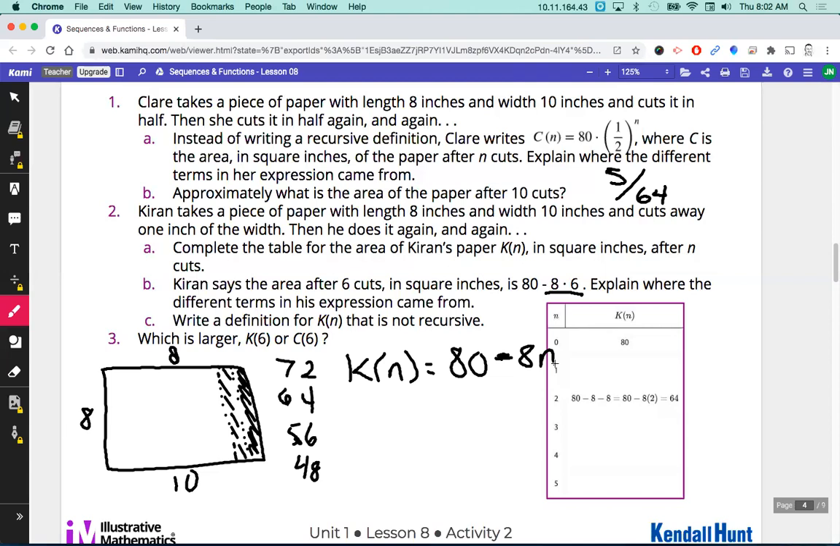For K of 6, I'm going to type in 6 right there. So 80 minus 8 times 6. That's 32. So 5/4 compared to 32, looks like K of 6 is going to be quite a bit bigger, right? So K of 6 is the bigger of the two. After 6 cuts, K is going to be bigger.